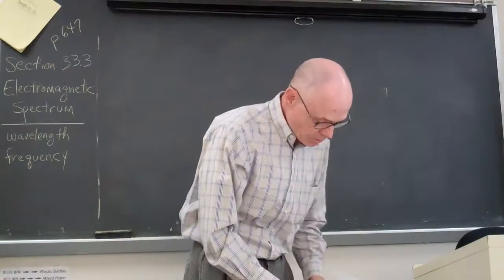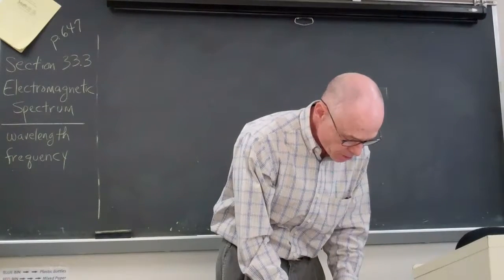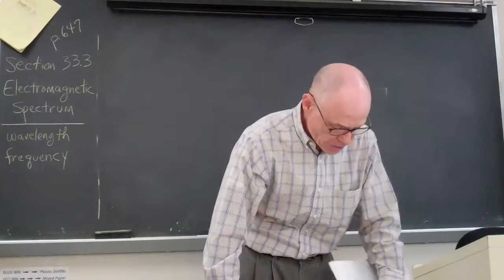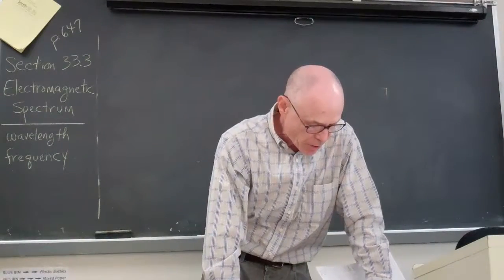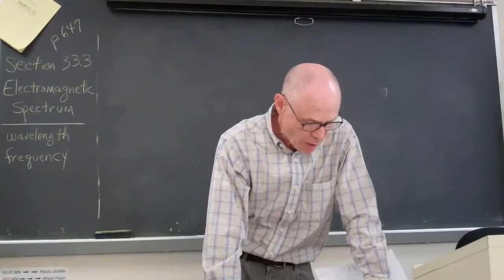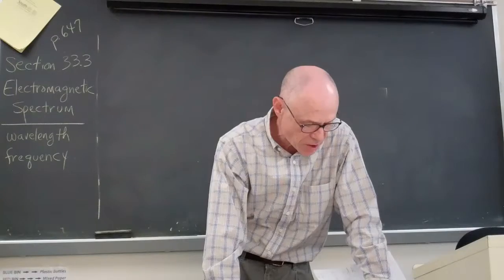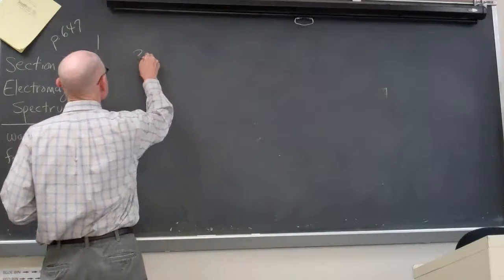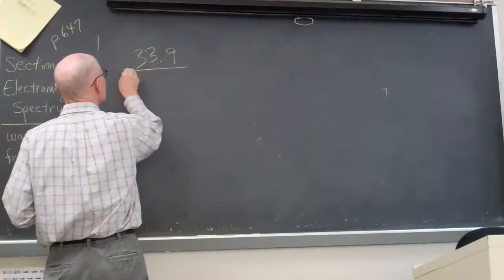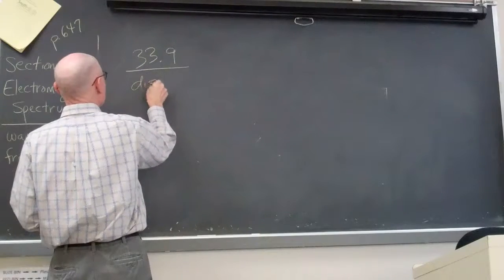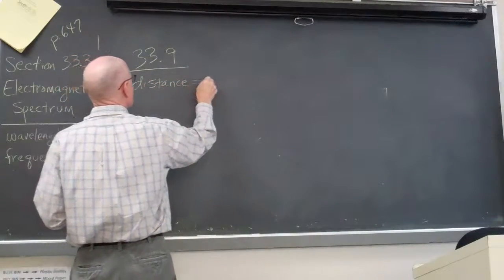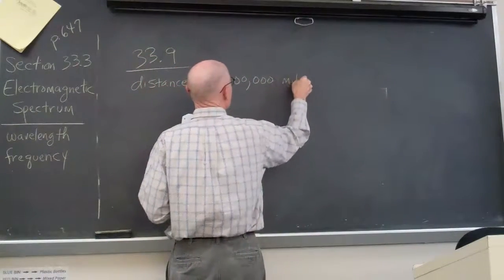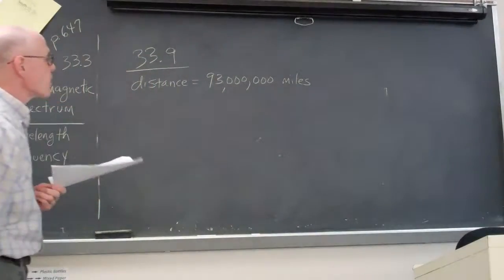Okay, that's number 7. The last one is 33.9, which is application of the speed equation. The sun is approximately 93 million miles away from us. How much time is required for light emitted by the sun to reach us on Earth? So you're given distance is 93 million miles. You're going to solve for time.